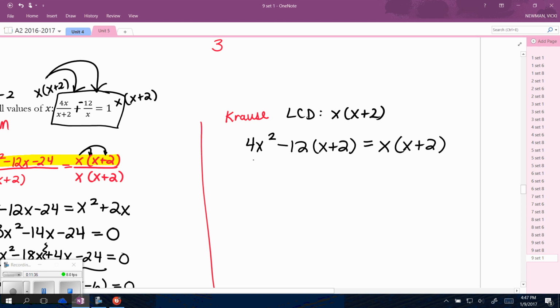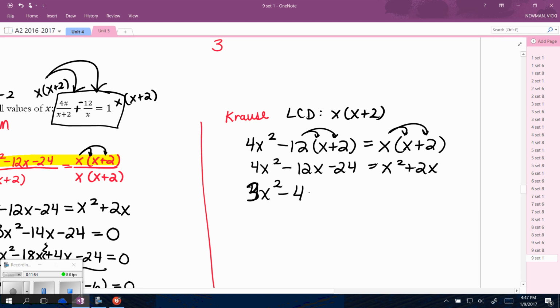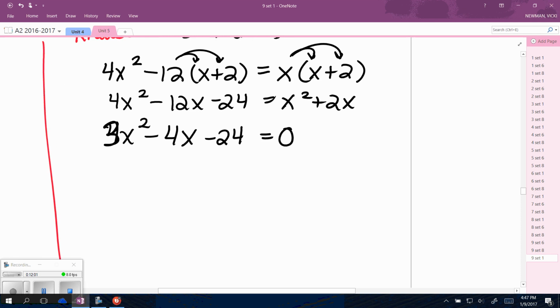Now you just have to distribute. 4x squared minus 12x minus 24 is equal to x squared plus 2x. Get it set equal to 0. Oops, 3x squared minus 14x minus 24 is equal to 0. So Krause uses the guess and check method. Oh, minus 14. Sorry, my one didn't show up.